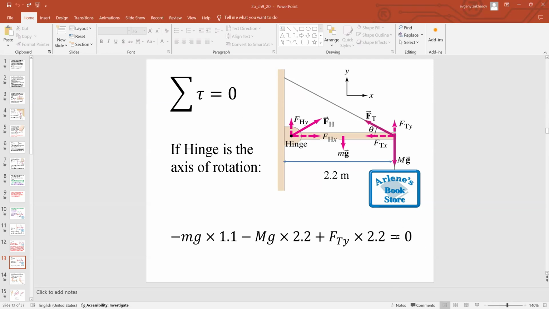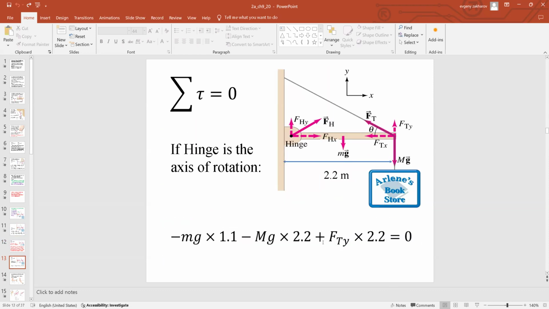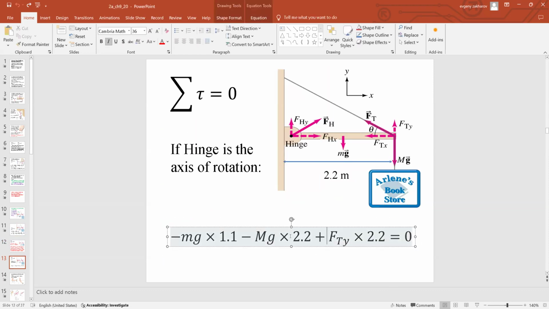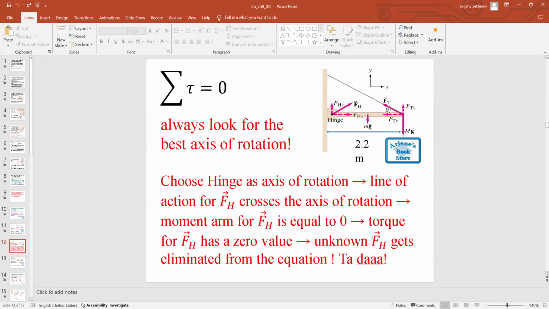Don't forget to say equals 0 because it is the condition for equilibrium. The right side is always 0. So what do we have? We have 1, 2, 3 equations, and we have small mass, capital mass, and something else as unknown. So you can solve a system of 3 by 3.